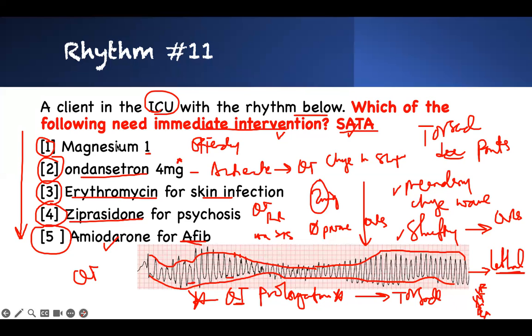And check their electrolytes. I would also put check the electrolytes and make sure magnesium is not too low. And this is the management of torsade de pointes. It's a warning sign. If you don't do anything, you progress to cardiac arrest.